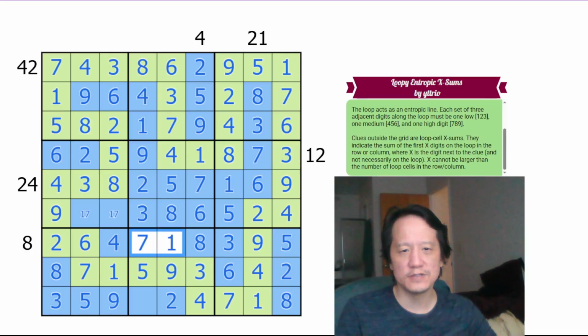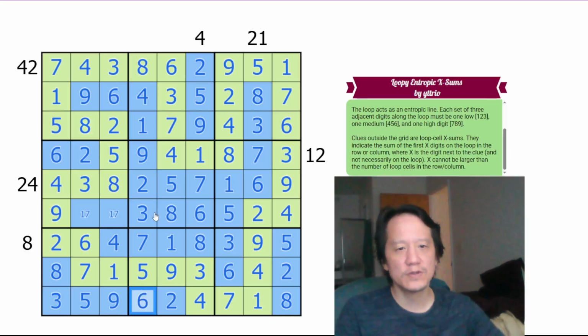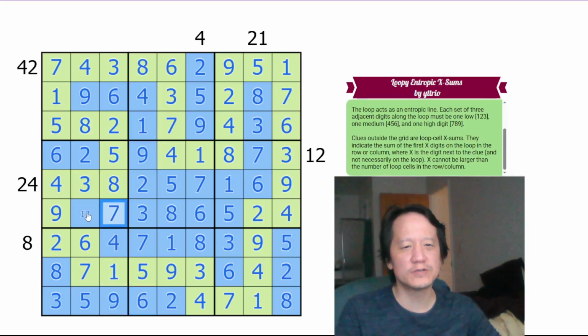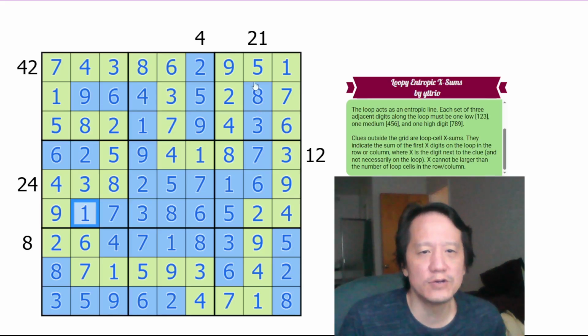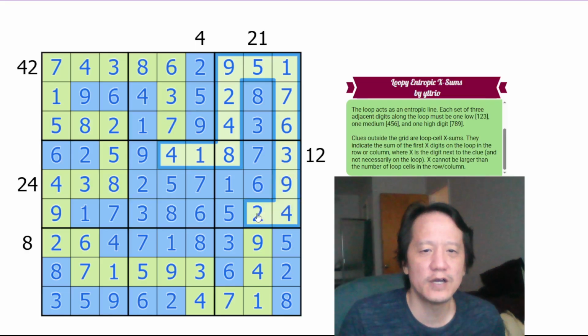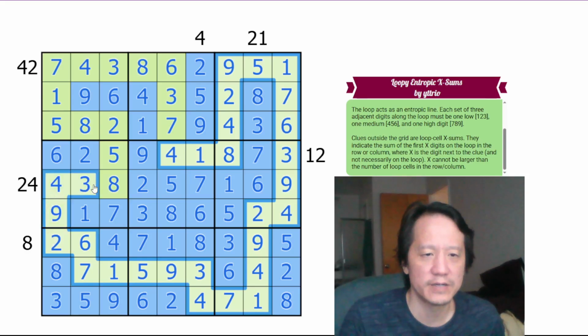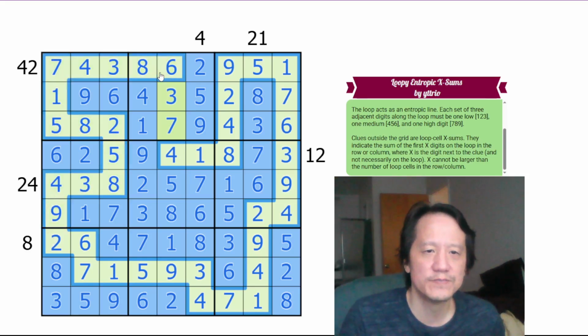And this is the loop, and the remaining digit is a 6. And this 1 eliminates 1 here, so it's 7, and that's 1. And that's a solution. Pretty cool, actually. Nice use of entropic lines and the loop cell xsums to restrict things. Very cool.